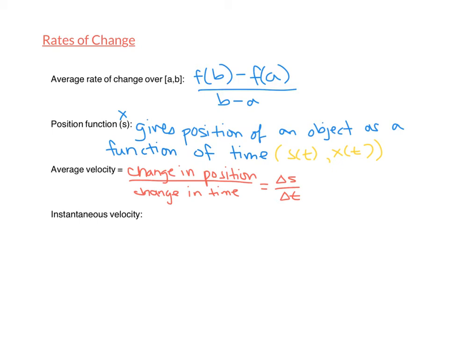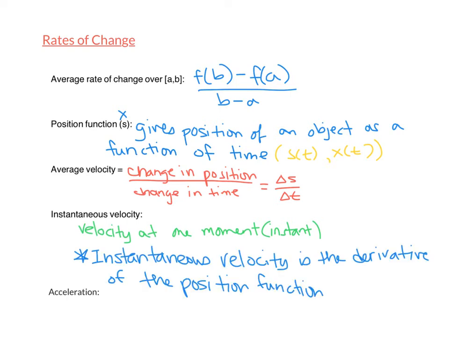The last thing is our instantaneous velocity. This is the one that we find the most often in this class. The instantaneous velocity is the velocity at one specific moment or instant in time. And this is found by finding the derivative of the position function. I'd also like to talk just a little bit about the acceleration. To find the acceleration, you are going to take the derivative of your instantaneous velocity, which is also the second derivative of the position function.